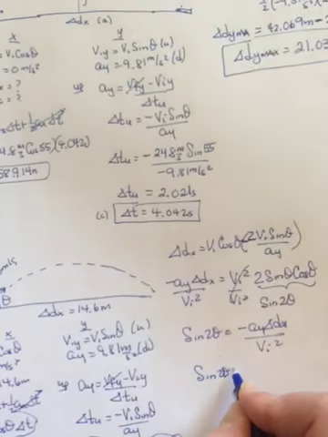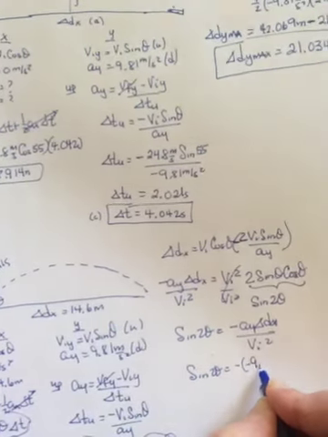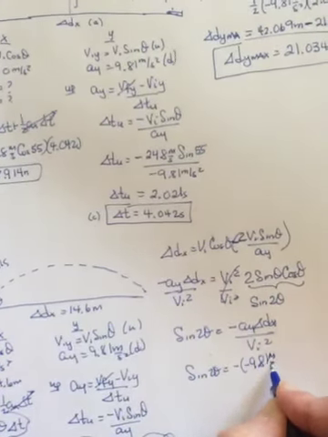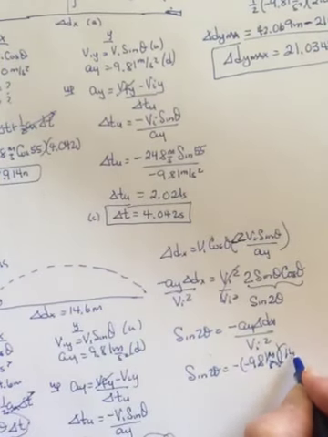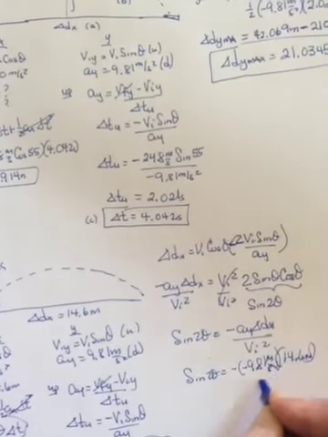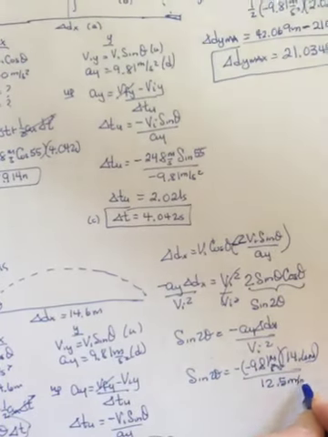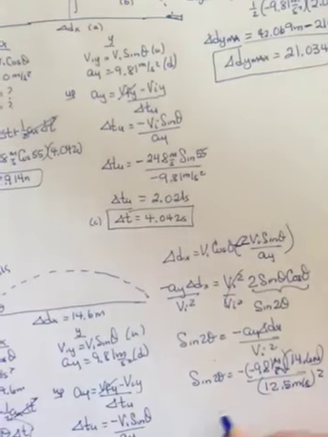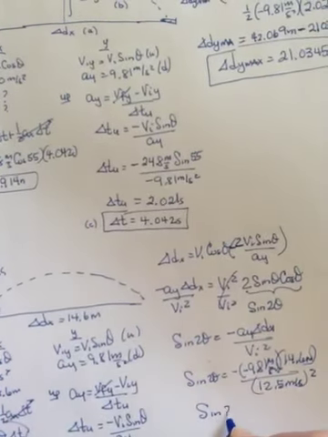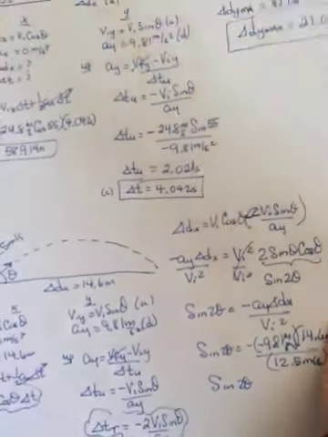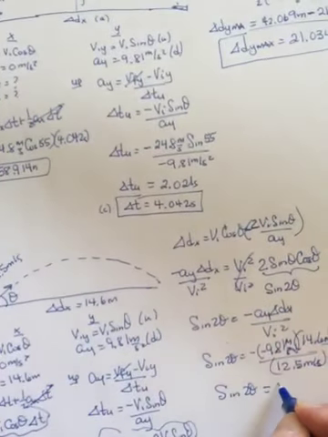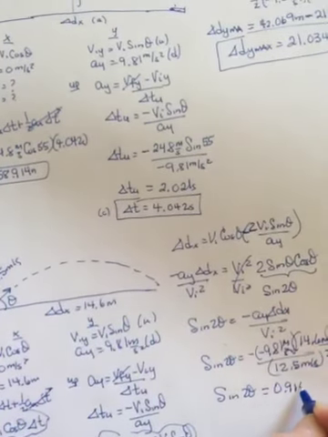So sine 2 theta is equal to negative 9.81 meters per second squared, 14.6 meters, divide by 12.5 meters per second, and that whole thing gets squared. Then you'll get a sine 2 theta of 0.9166.